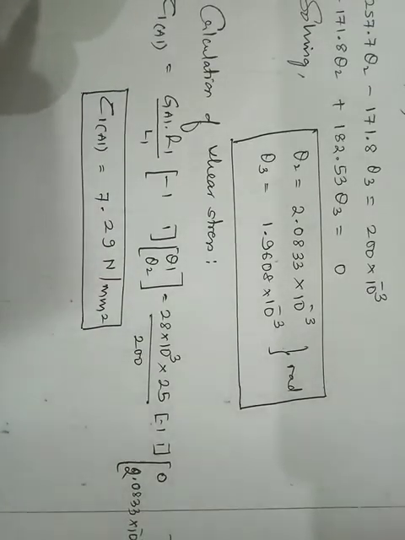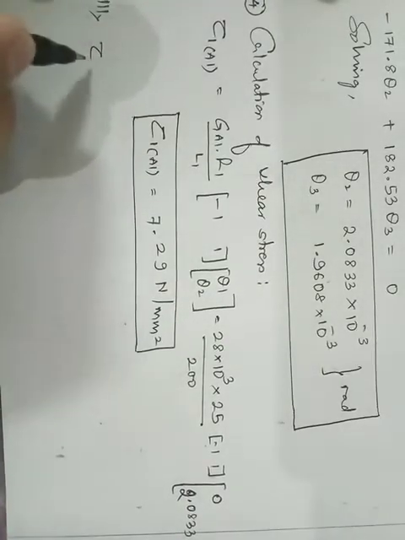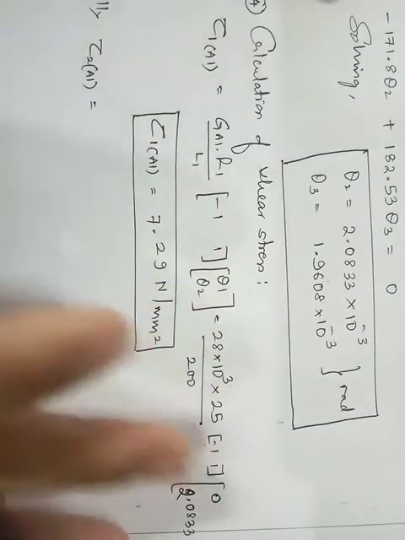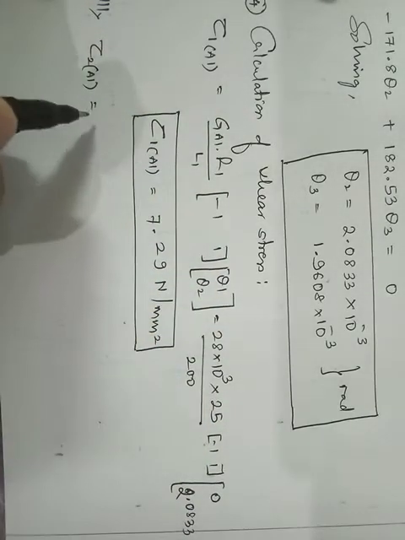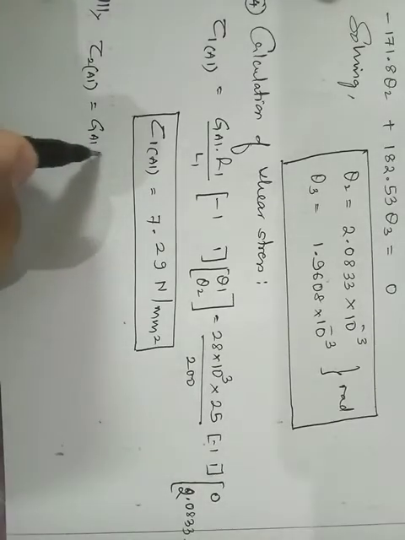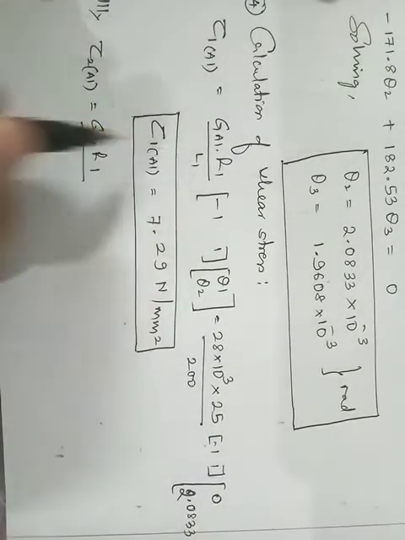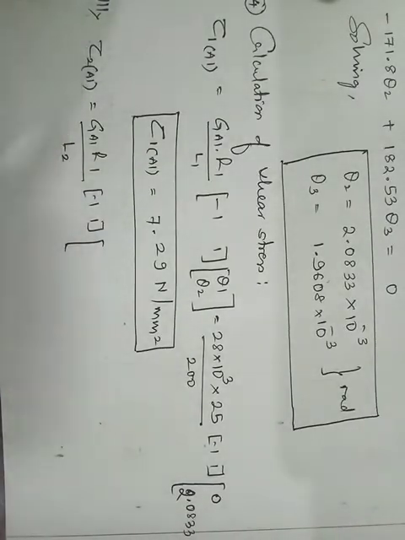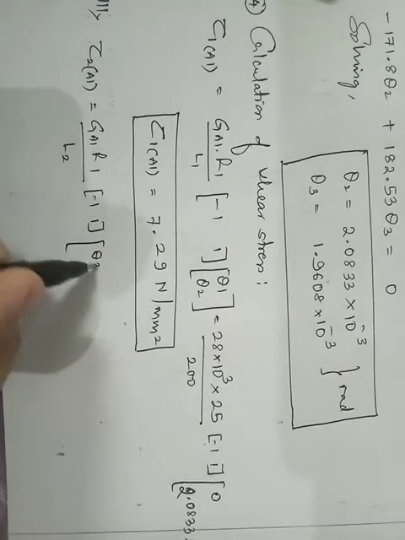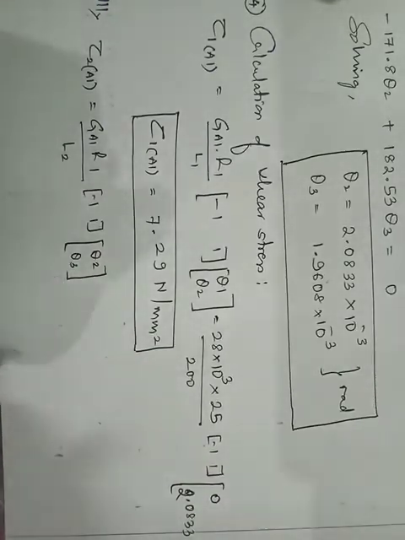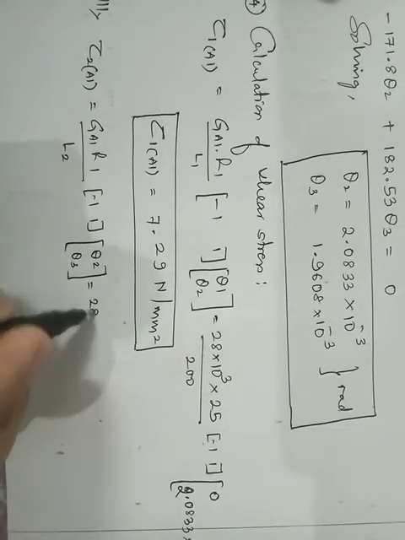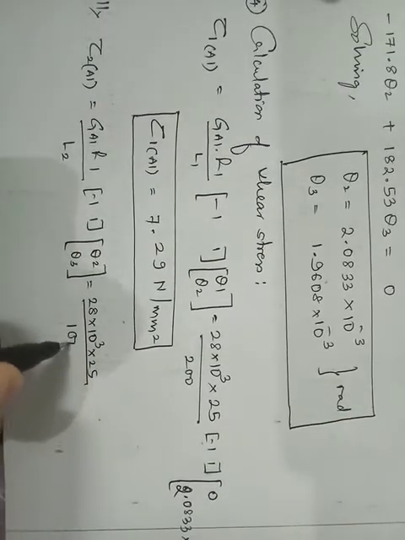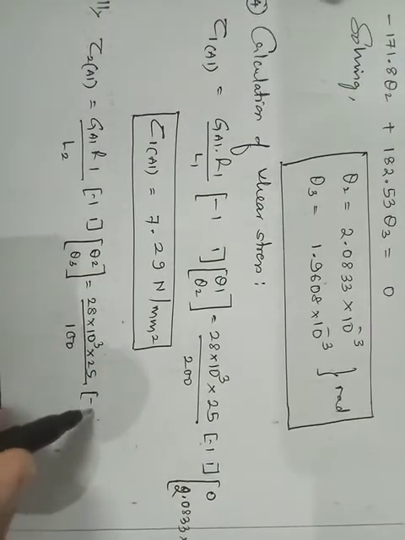Now similarly, the stress for the second element, which is also made up of aluminium. Everything is going to remain the same. I'll tell you what changes are being made. G aluminium will remain the same, R1 will remain the same, L1 becomes L2, so it is minus 1, 1. For the second element, the associated nodes will change. It will be theta 2 and theta 3. So here it will be 28 into 10 raised to 3 into 25. Length of the element is 100. So minus 1, 1.